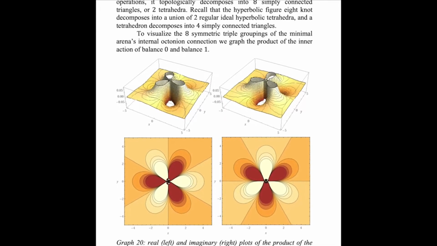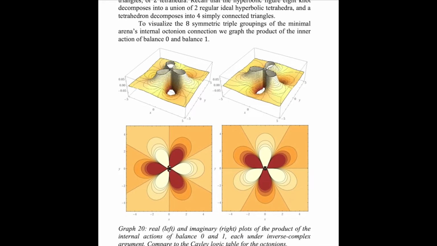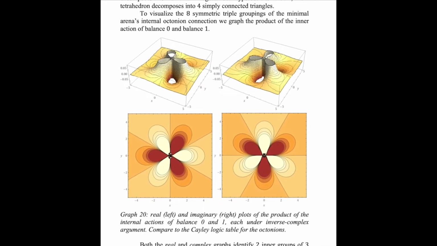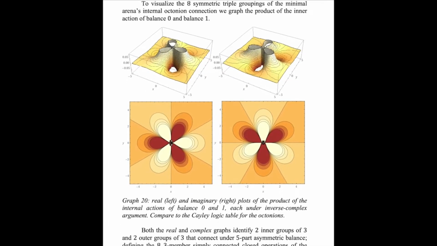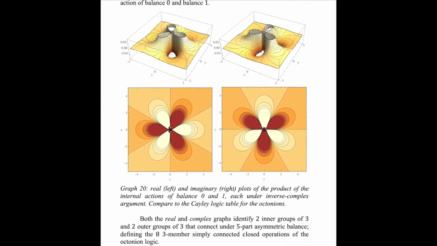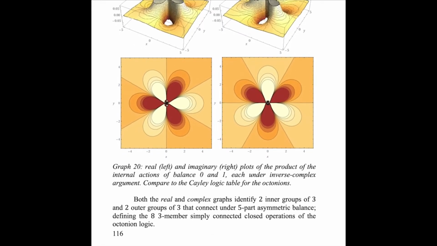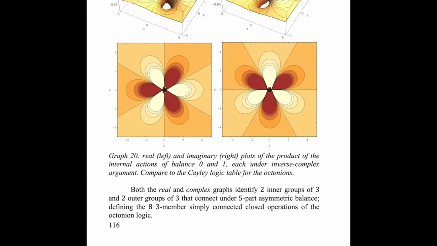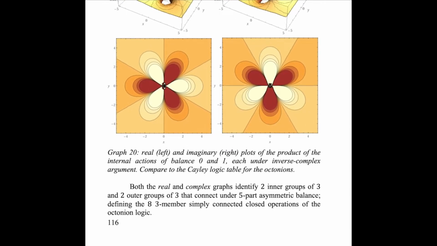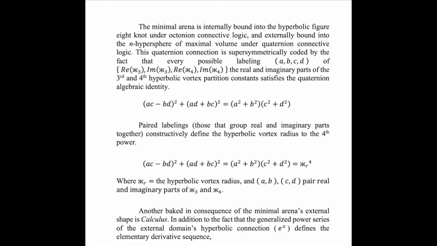To visualize the 8 symmetric triple groupings of the minimal arena's internal octonion connection, we graph the product of the interaction of balance 0 and balance 1. Both the real and complex graphs identify 2 inner groups of 3 and 2 outer groups of 3 that connect under 5-part asymmetric balance, defining the 8 3-member simply connected closed operations of the octonion logic. The minimal arena is internally bound into the hyperbolic figure 8 knot under octonion connective logic, and externally bound into the n-hypersphere of maximal volume under quaternion connective logic.